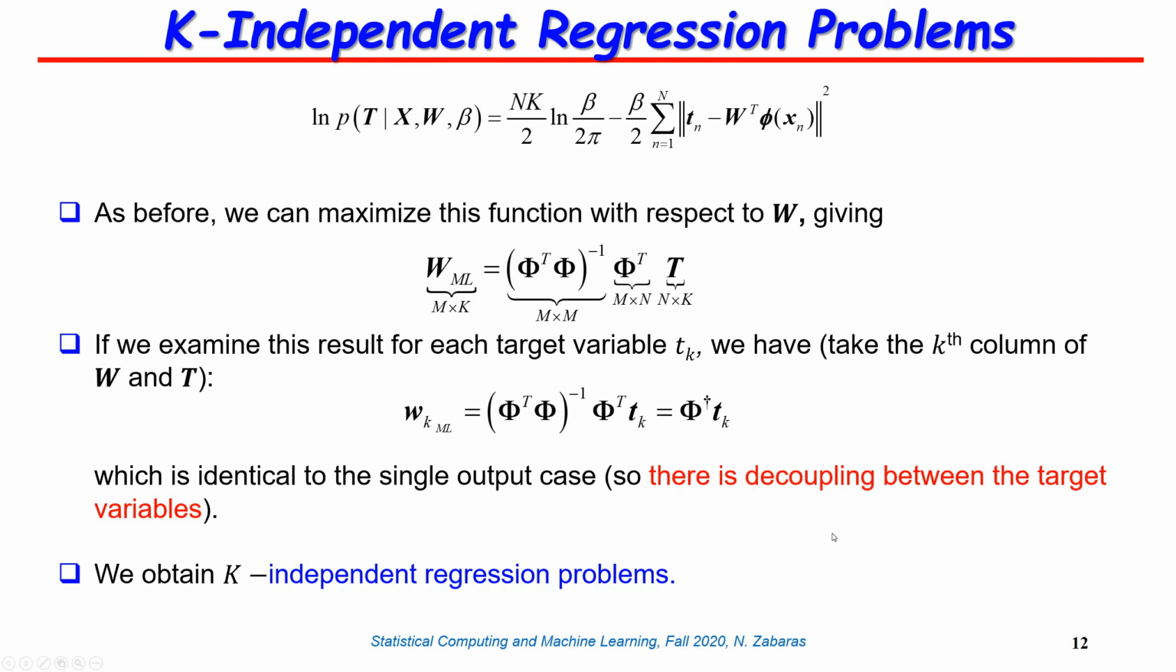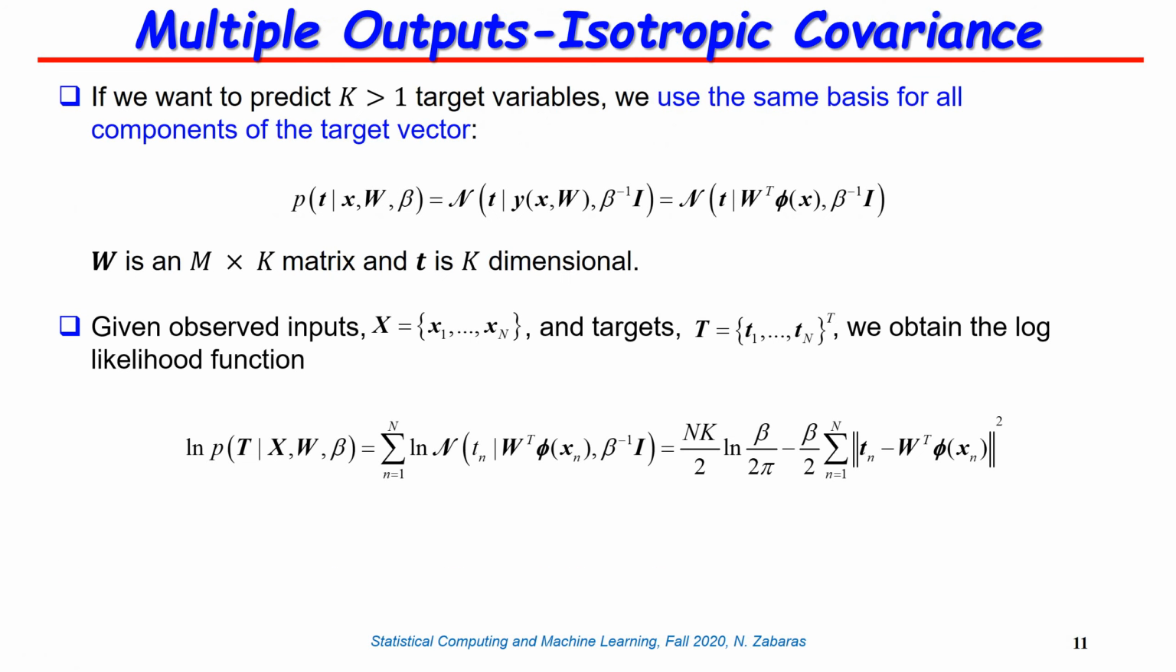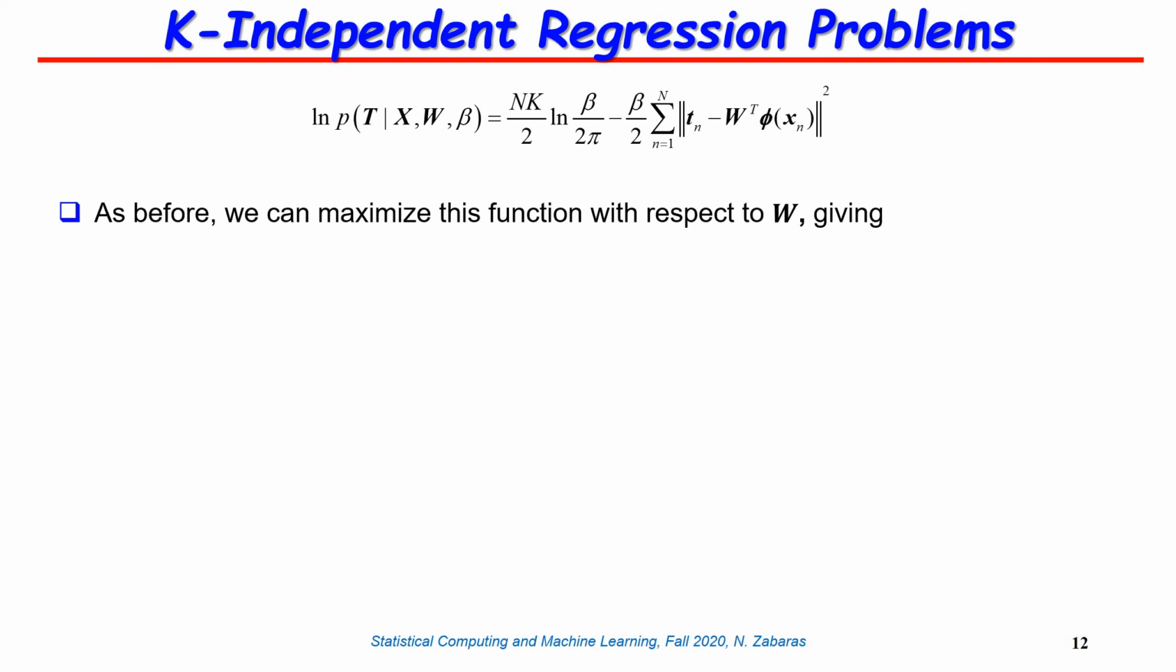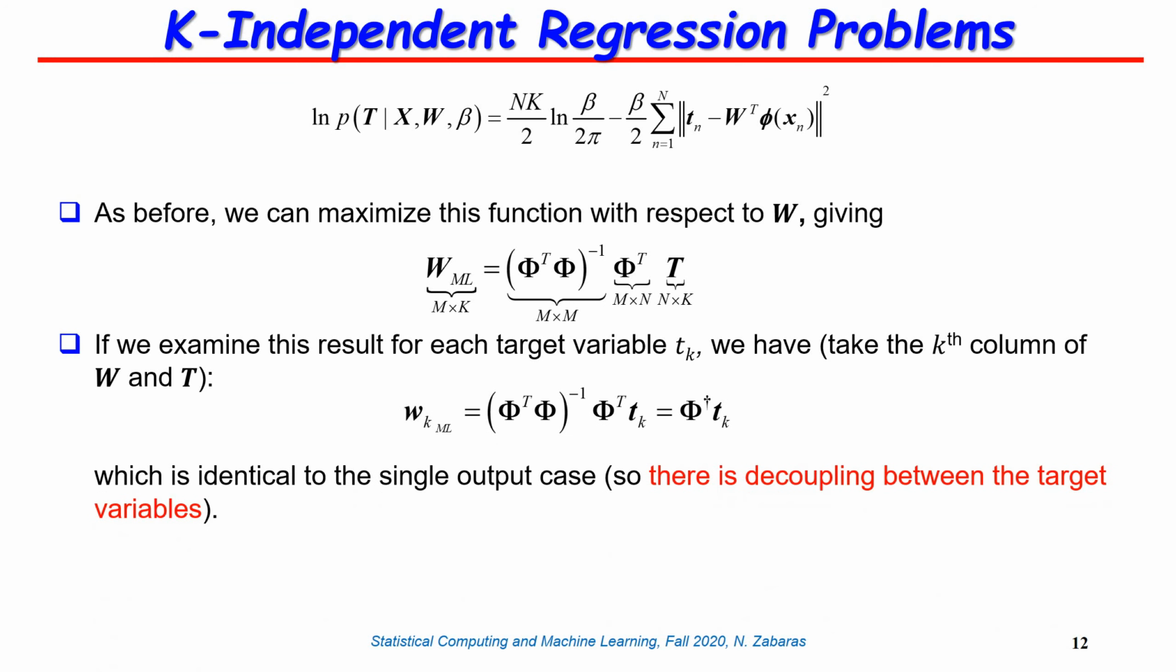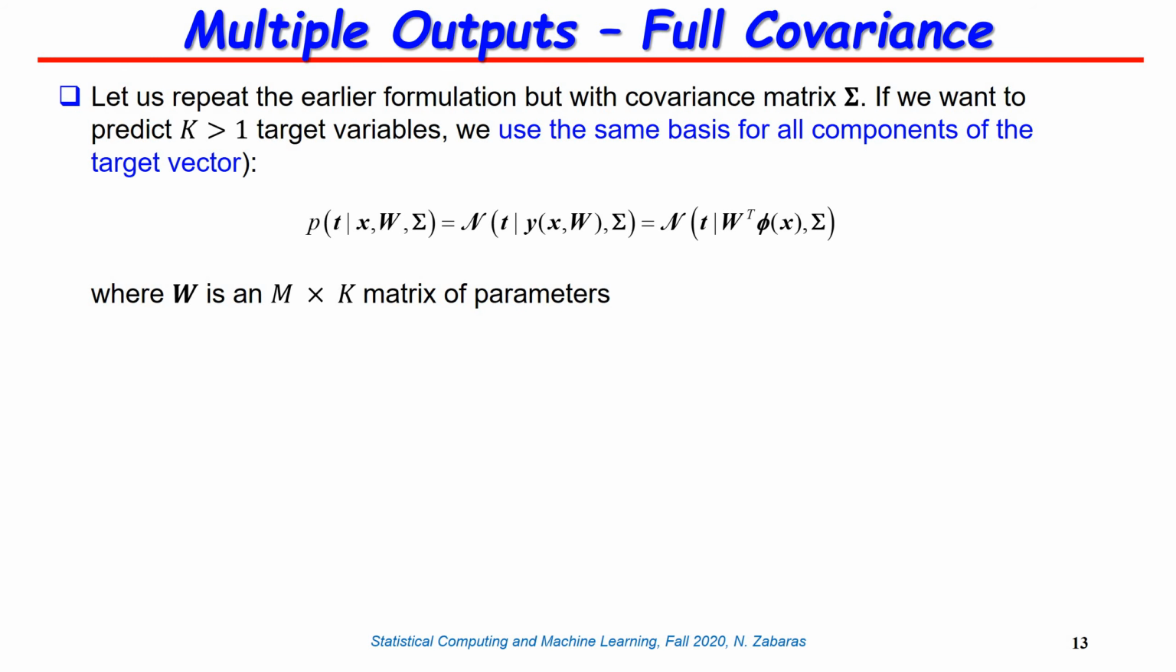Now, you may wonder whether this decoupling is induced by the fact that, if I can go back, we took the precision to be defined only by a scalar beta. So we have this isotropic covariance. Somebody may wonder whether, if we use a full covariance matrix, things will be different and we will get some coupling of these K least squares problems. You can try this. Here I have a situation where my covariance matrix is unknown.